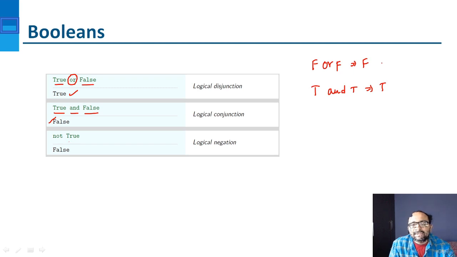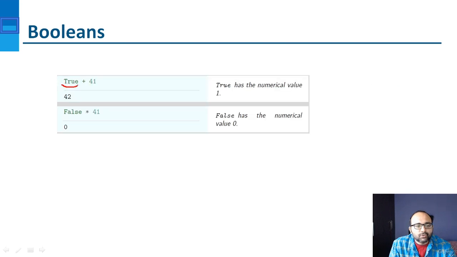Not of a Boolean value is going to change it, right? Not of true will become false. Similarly, if I apply not false, it becomes true. The true corresponding value is 1. So 1 plus 41 result is equal to 42.